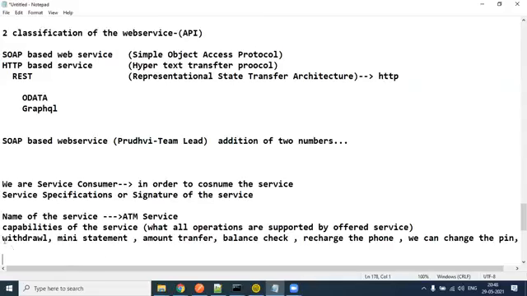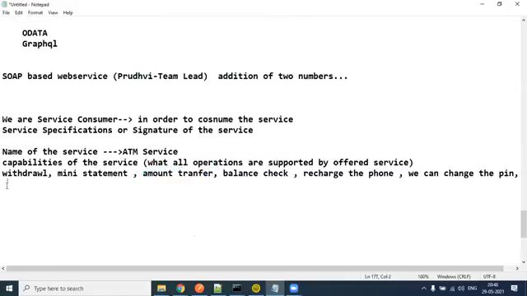Okay. So if you want to withdraw the amount, there'll be some different set of inputs, right? When you want to get the mini statement, maybe you have a different set of inputs. When you want to do an amount transfer, there may be a different set of inputs, and there may be some operations where there is an overlap, that some inputs are common and some inputs are different. Do you agree? Yes.